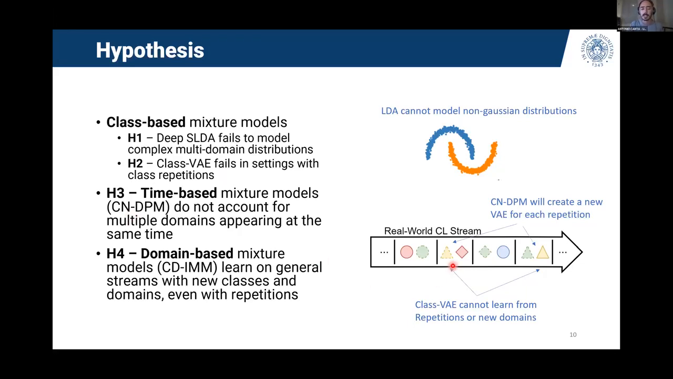So again, if you have a different repetition here, what the CNDPM will do is make a new component to learn again from scratch this old distribution that should be already known, because it cannot modify the old ones. Instead, our proposal, based on domain mixture models, is able to learn on very general streams, recognize all the domains, and use them even in the presence of repetitions.